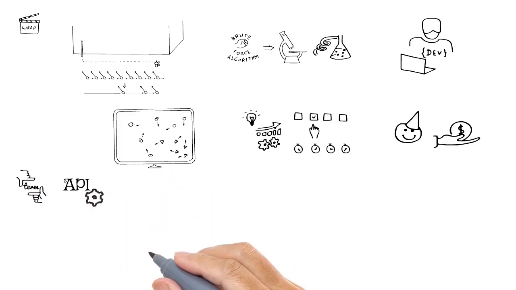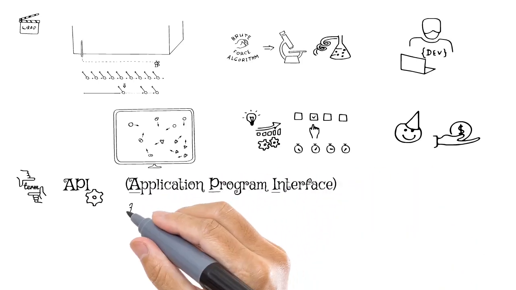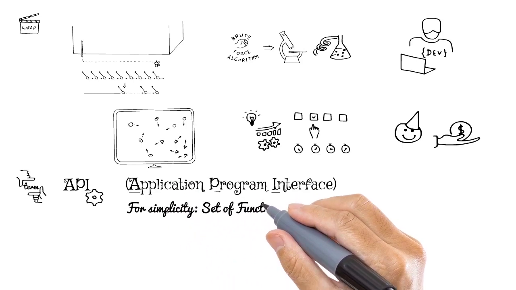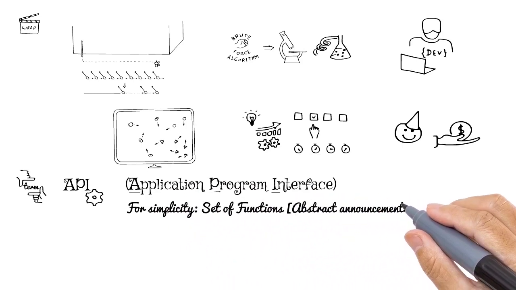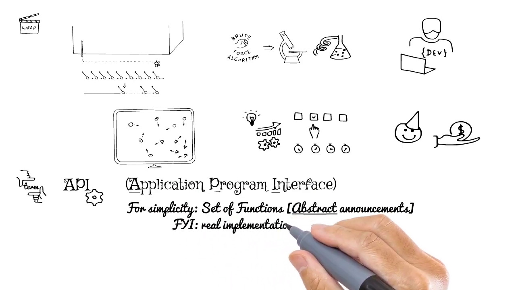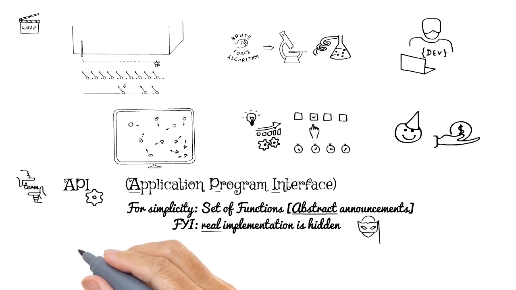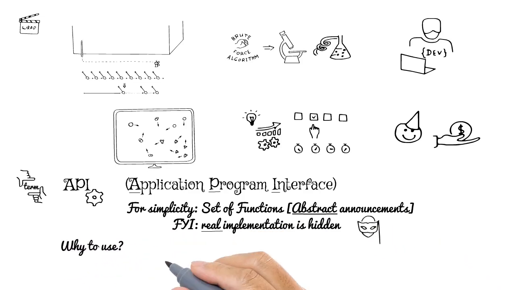It will be used later in this video and will be helpful for you in the modern software developing world and in the algorithms studying process. If you never wrote code before, API stands for Application Program Interface. For simplicity, for now, we can define API as an abstract announcement of a set of functions or procedures. A real implementation is hidden when we talk about abstract API.